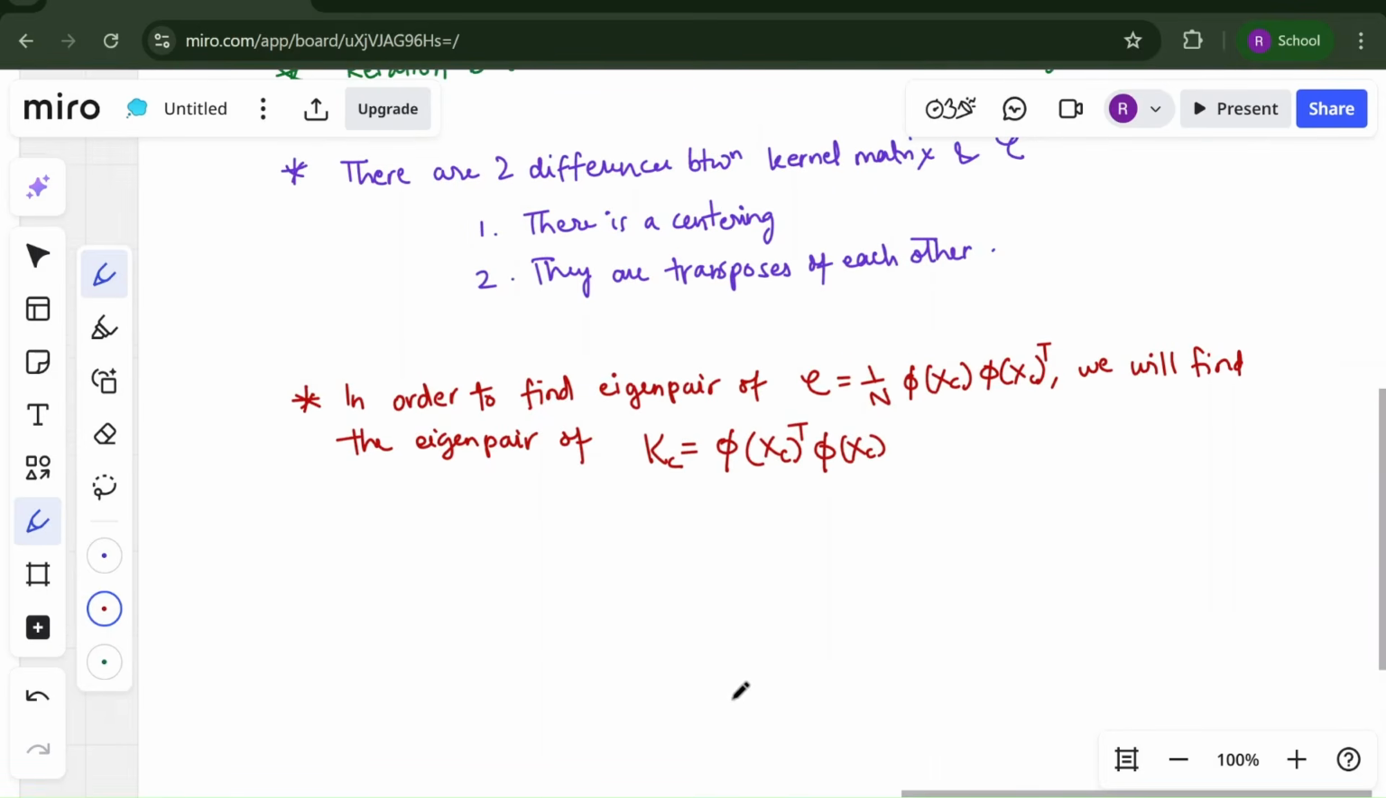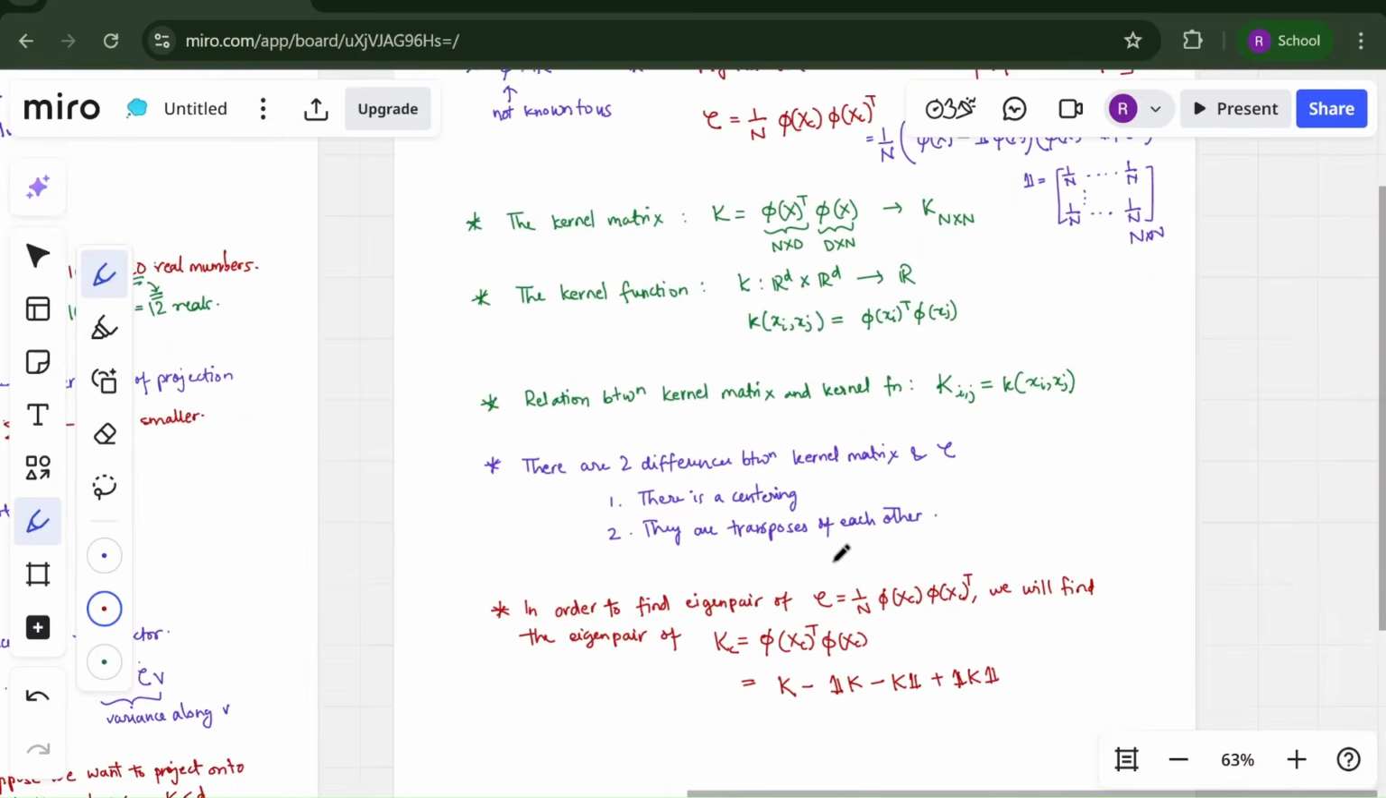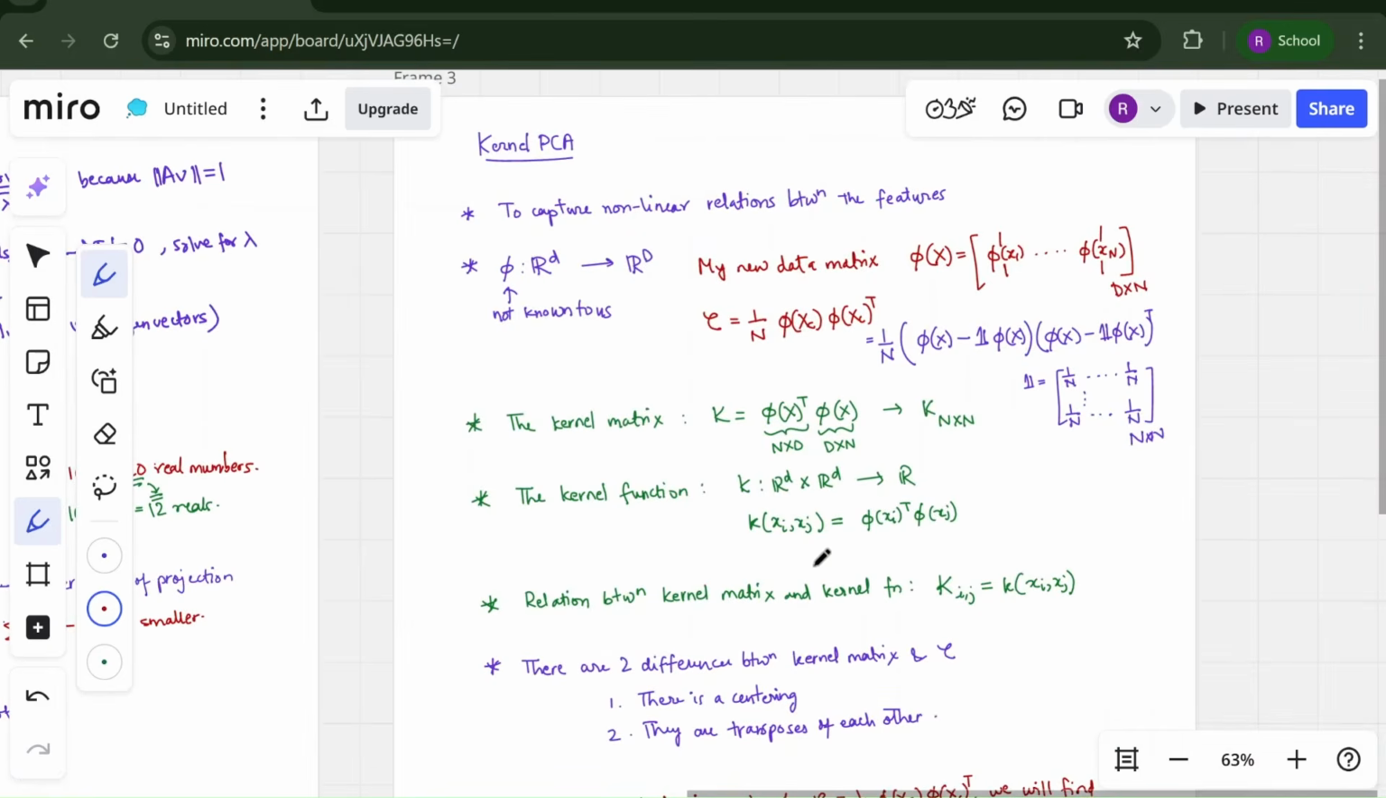Now you might be thinking, hey, what is the relation between Kc and K, right? It turns out that if you expand this, you will get that Kc is nothing but K minus I times K minus K times I plus I K I. This is in fact the formula for centering a kernel matrix. Okay, but now in this entire discussion, observe carefully. We have been discussing phi and K, right, and their relations.